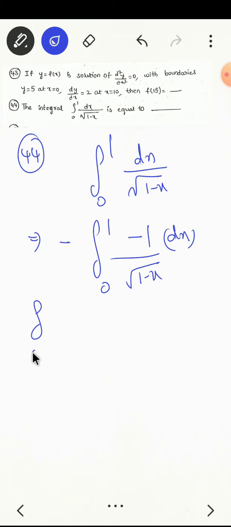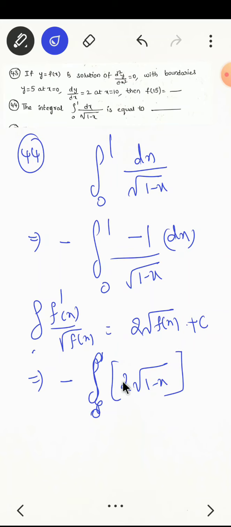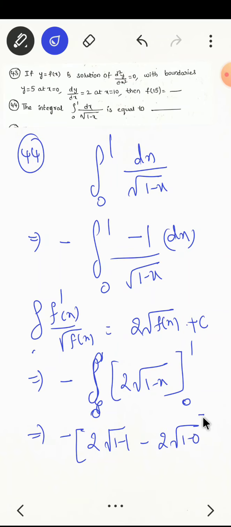As you know the formula, the integration of f dash of x by root f of x can be written as 2 root f of x plus c. So I can write it as 2 root 1 minus x, with integral limits varying from 0 to 1. So minus 2 root over 1 minus 1, minus 2 root over 1 minus 0. So that will be minus of minus 2, that will be 2. So I should write 2 here as the correct answer.